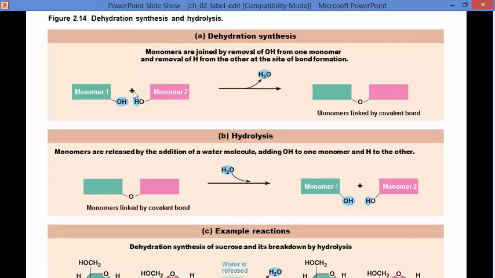And bases also accept hydrogen. Bases accept hydrogen, so hydrogen is positive. So what would attract something that is positive? Something that is negative. So bases are usually negative.